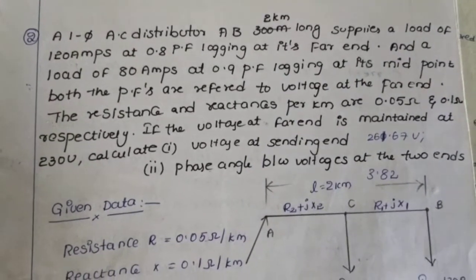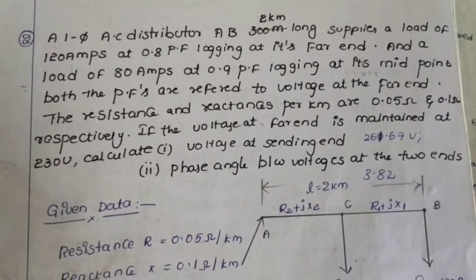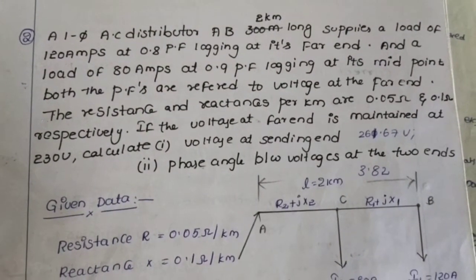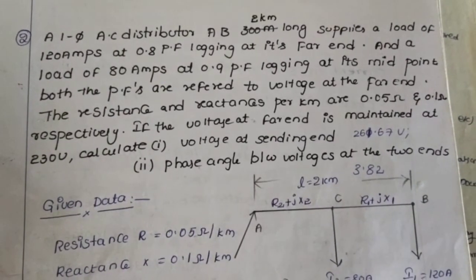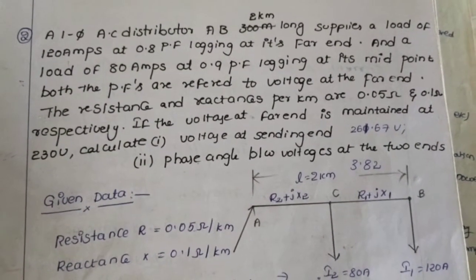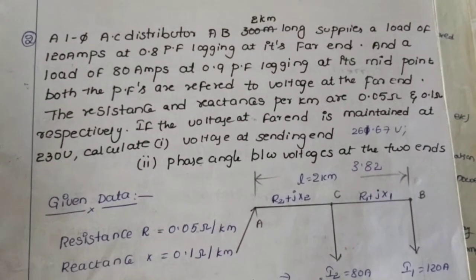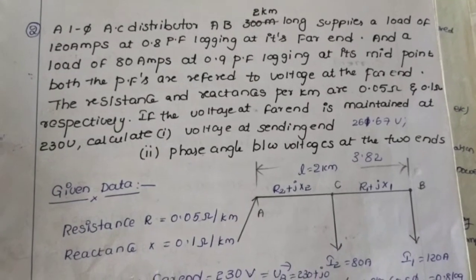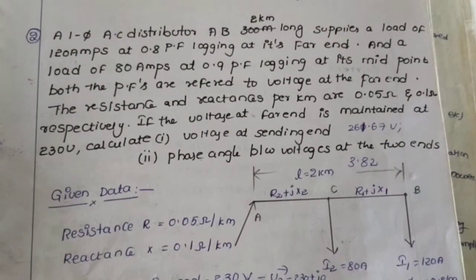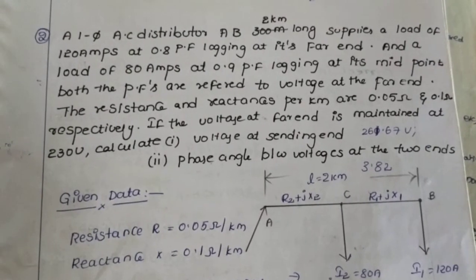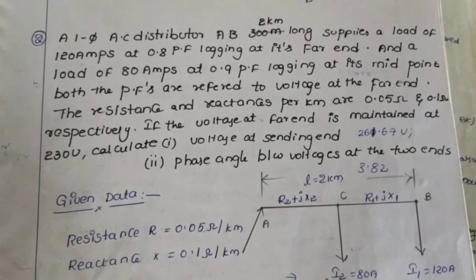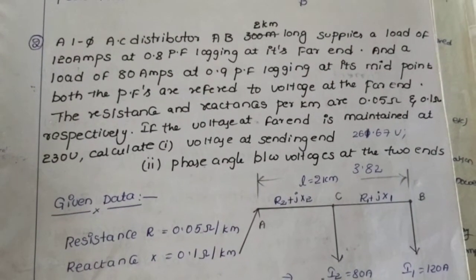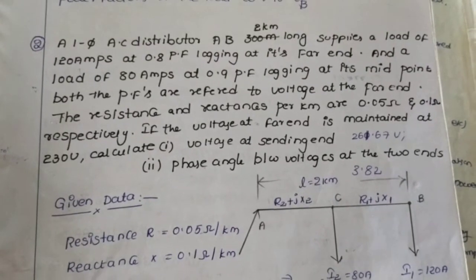A single phase AC distributor AB of 2 kilometers long supplies a load of 120 amps at 0.8 power factor lagging at its far end and a load of 80 amps at 0.9 power factor lagging at its midpoint. Both the power factors are referred to voltage at far end, that is receiving end. The resistance and reactance per kilometer are 0.05 ohm and 0.1 ohm respectively. If the voltage at far end is maintained at 230 volts, calculate voltage at sending end, and second, the phase angle between the two voltages.